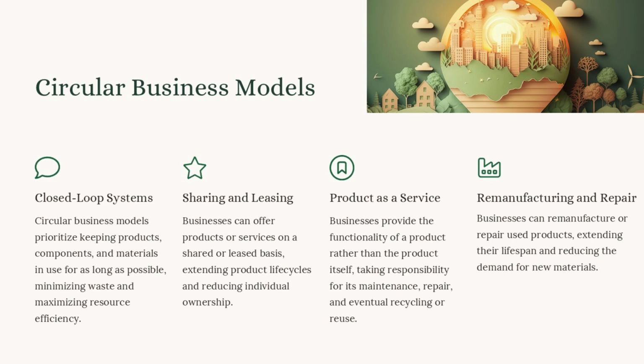and maximizing resource efficiency. One key circular model is closed-loop systems, where products are designed to be repaired, reused, and recycled at the end of their life. Sharing and leasing models allow businesses to offer products or services without individual ownership, extending product life cycles. The product as a service model has businesses provide the functionality of a product rather than the product itself, taking responsibility for its maintenance, repair, and eventual recycling or reuse.